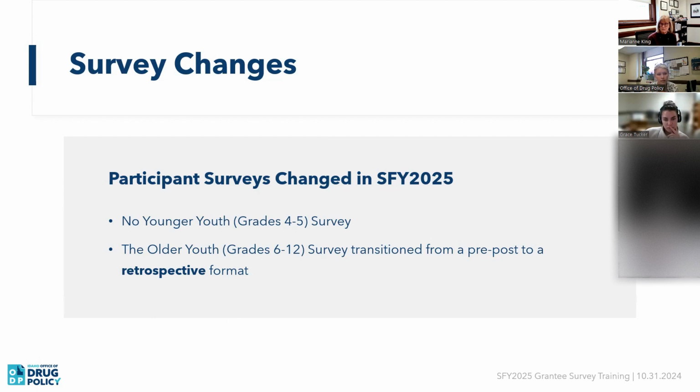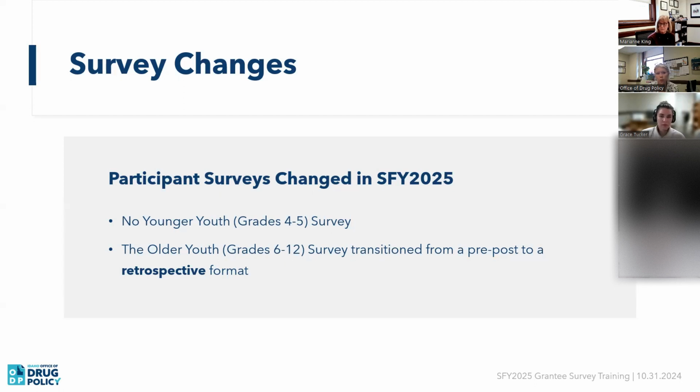And this year, in an effort to make the survey process more efficient, streamlined and easier, as we know surveys and parental consent have become a bigger burden over the last couple of years for our grantees, we eliminated the younger youth survey. So our grantees no longer have to implement surveys with youth that are in grades 4 through 5. We've never required or requested surveying of youth under grade 4. But this year, there's no longer a younger youth survey, so our providers only have to implement surveys with older youth participants that are in grades 6 through 12.